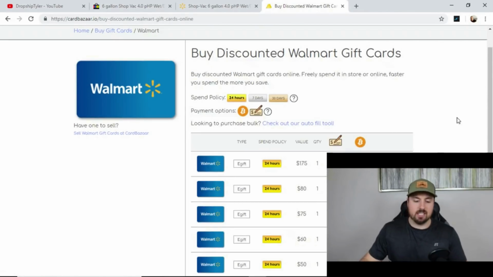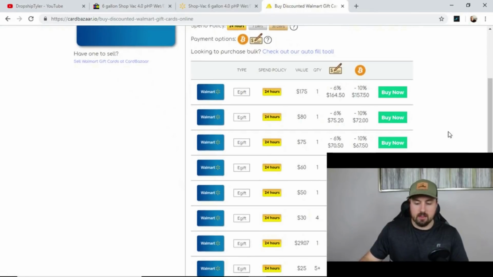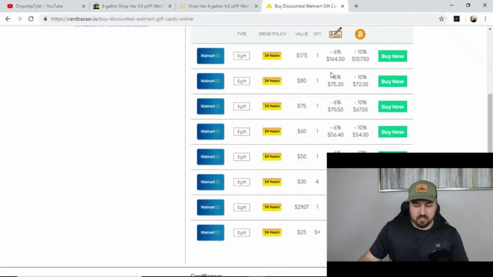So you can actually see from this Card Bazaar website that they have a 6% discount if the person is using a check. And if they're using Bitcoin, they've got a 10% discount. So let's just put these numbers in here. We'll put the 6% in there because right now I just use a bank draft and only get the 6%. I don't mess with Bitcoin, but I was talking to the owner of Card Bazaar and he was saying that 95% of users use Bitcoin.